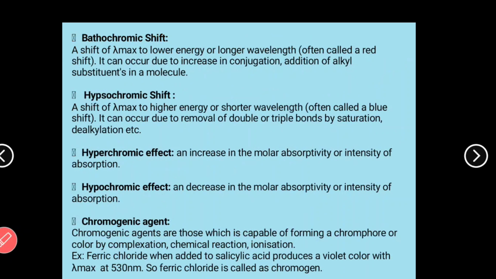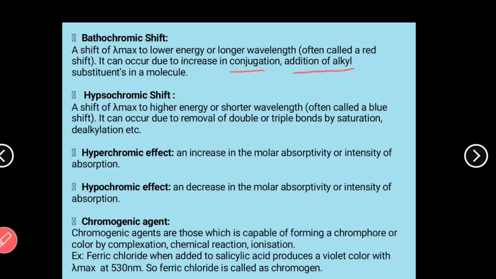Bathochromic shift. A shift of lambda max to lower energy or longer wavelength is called bathochromic shift. It is often called red shift. It can occur due to increase in conjugation or addition of alkyl substituents in a molecule.